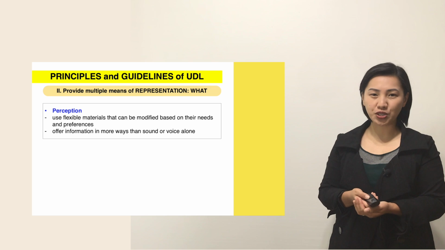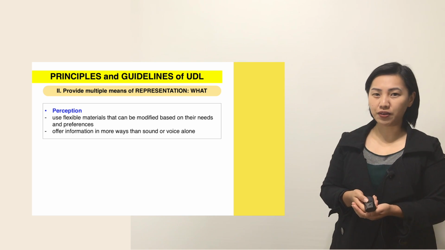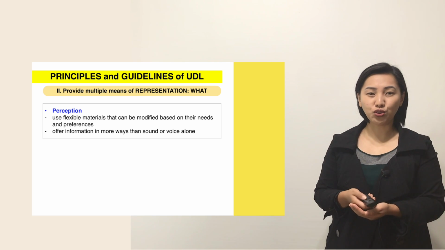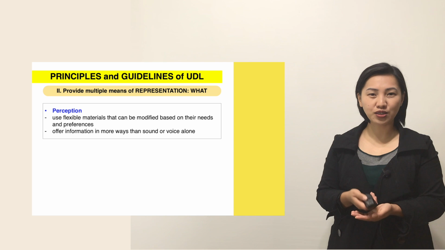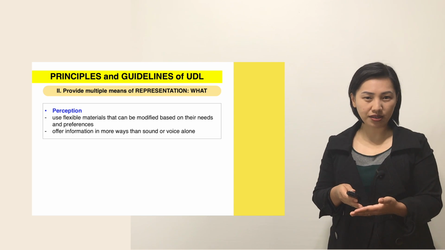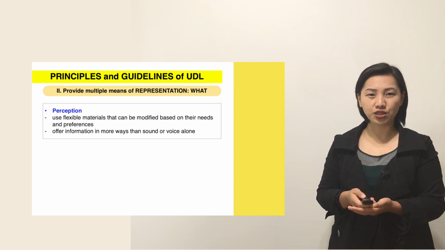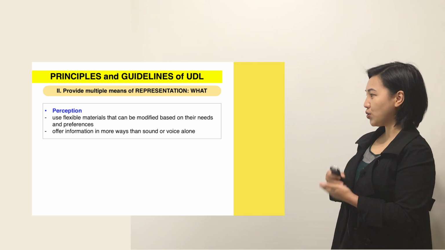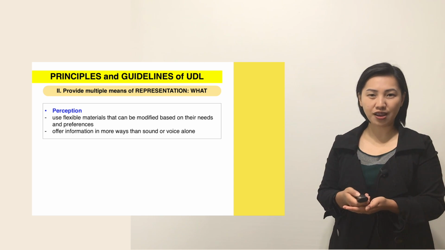First, think about perception. First recommendation is use flexible materials that can be modified based on their needs and preferences. UDL allows you that, but you should also think of your materials that could be modified, not permanent. That's why while making your materials, you should already think of the challenges that you will be having in that type of lesson. How about your students' abilities? Do you need to accommodate different skills in your material? So make it flexible and be able to be modified if you need to.